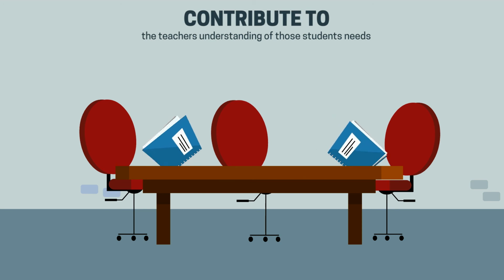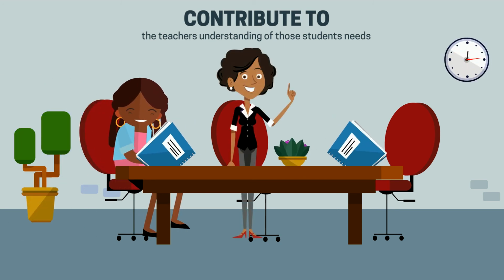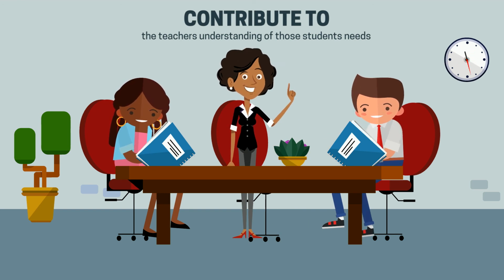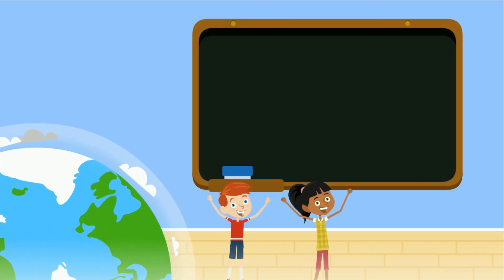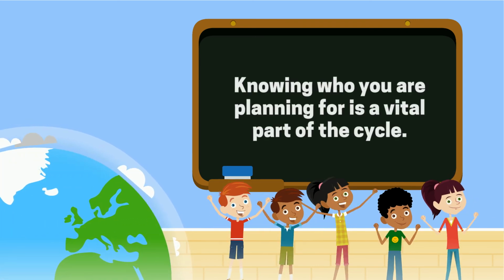At first this might be difficult, so you might need to shadow a student for a while, so you know exactly how to work with them and what their needs are. At the least you will have to find out things about them from other staff or in their file notes. Remember, to be effective, knowing who you are planning for is a vital part of the cycle.